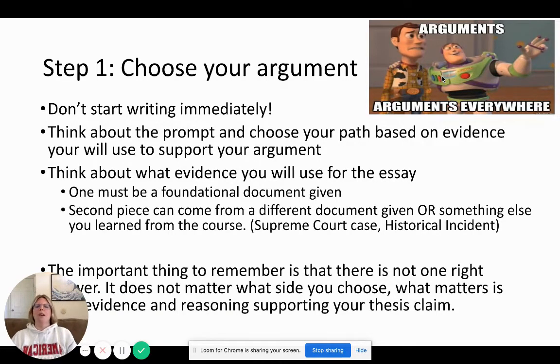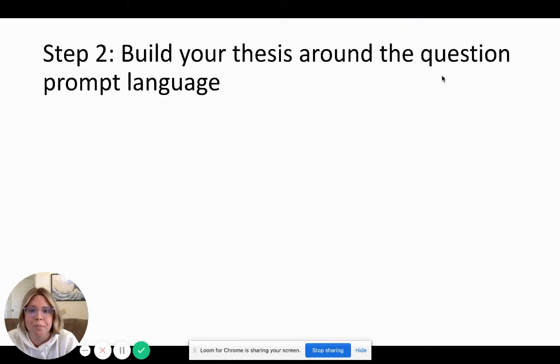The important thing to remember is that it's not one right answer, like I said. It doesn't matter what side you choose. What matters is the evidence and reasoning you choose to support your thesis claim. In the ones that I read, a lot more students chose one path over the other, and I did find that one was maybe easier to defend, but I still read a lot of quality, great essays arguing the other side. So please do not think that there's one right answer. The right answer is based on what you think you can defend and argue best.